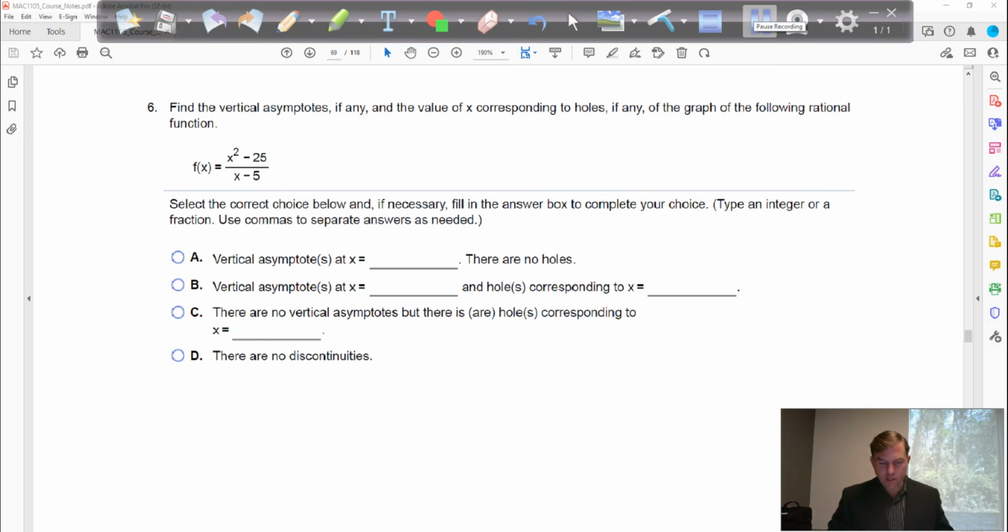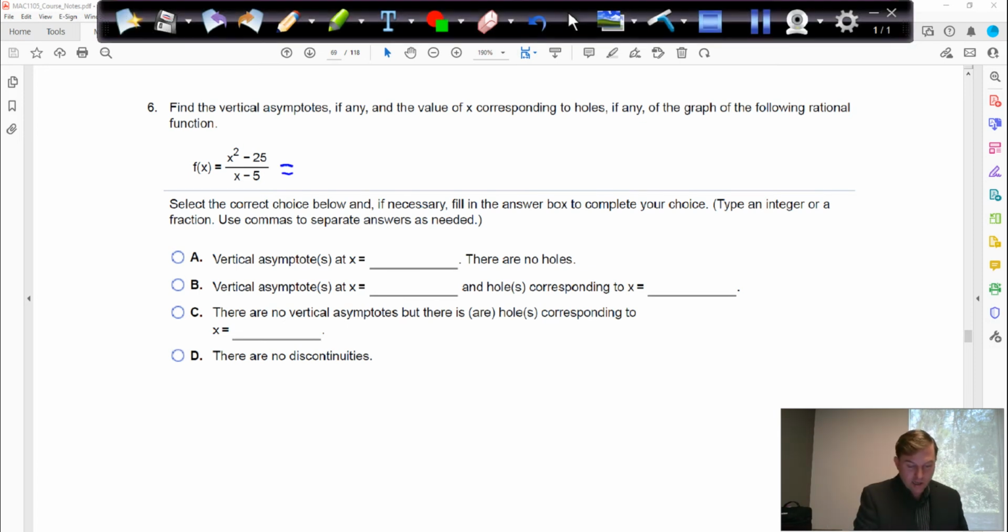Okay, for 6, we have a function. Now notice, the top can factor. It's basically x squared minus 5 squared over x minus 5, and that will factor into x minus 5 and x plus 5. So that one will factor.